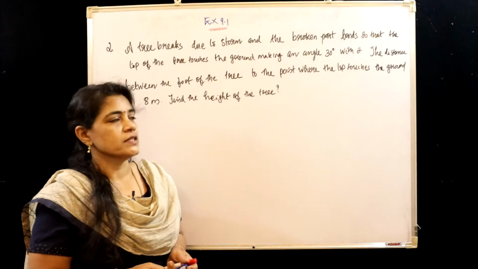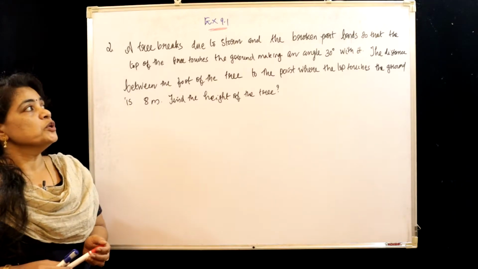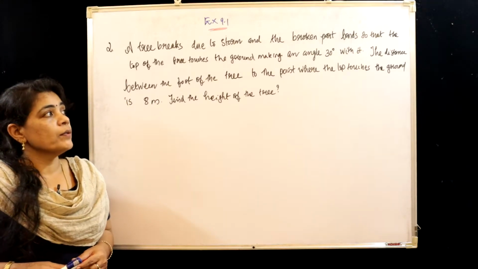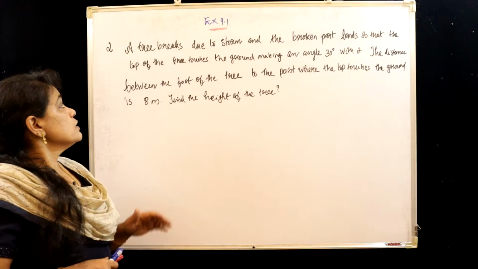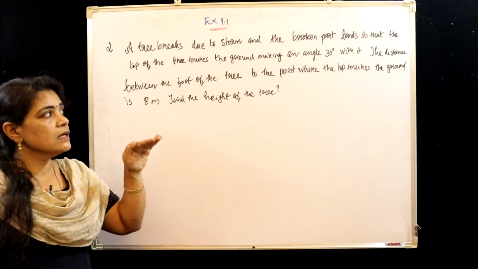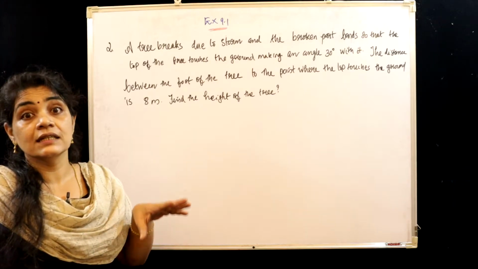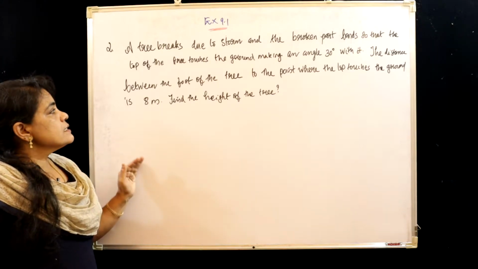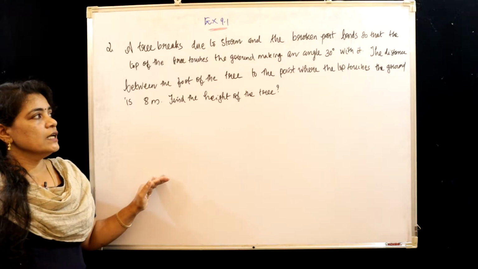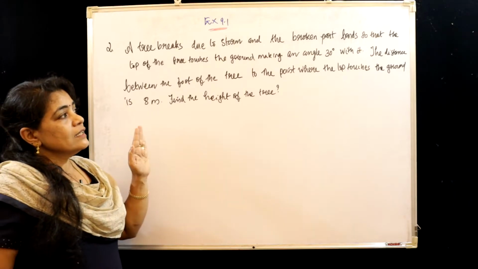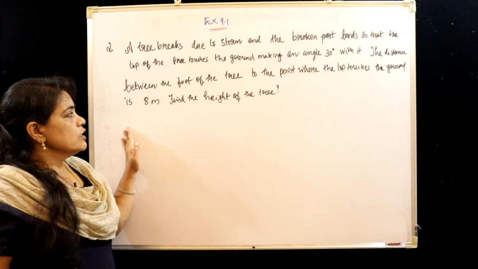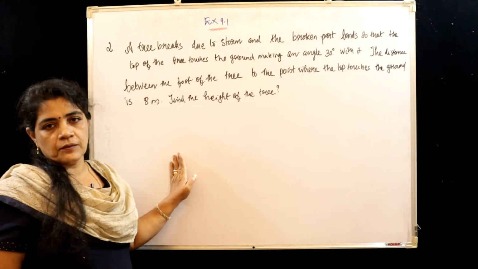Next is the second question. A tree breaks due to storm and the broken part bends so that the top of the tree touches the ground, making an angle 30 degree. The distance between the foot of the tree to the point where the top touches the ground is 8 meter. Find the height of the tree.